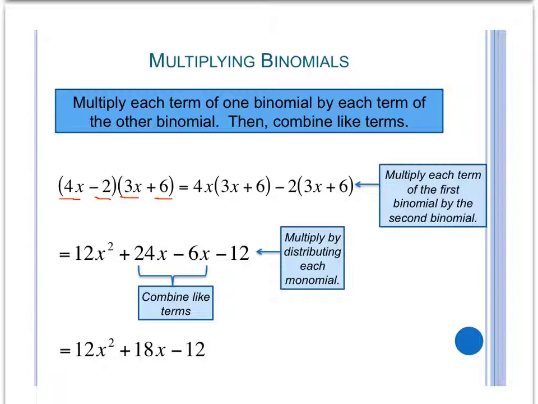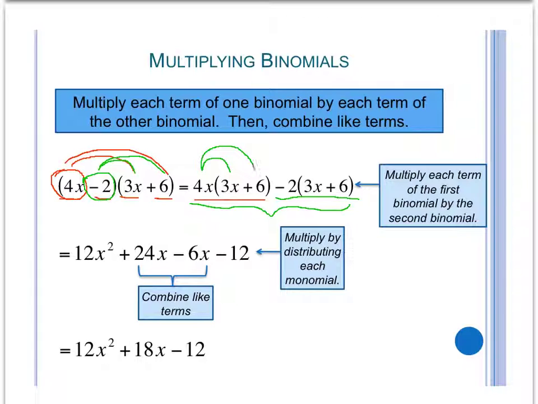binomial. So, to begin, we'll look at the first term of the first binomial, 4x, and we must multiply it by each term in the second binomial, which is shown here. And then, once we have the first term multiplied, we want to look at the second term. So here we have a -2, and so we want to multiply that by each term in the second binomial, which is shown here. Once you have this portion set up, we can go ahead and distribute those terms into the second binomial.